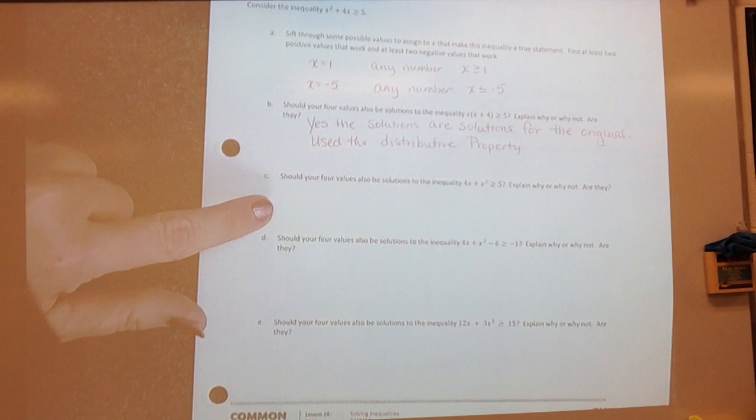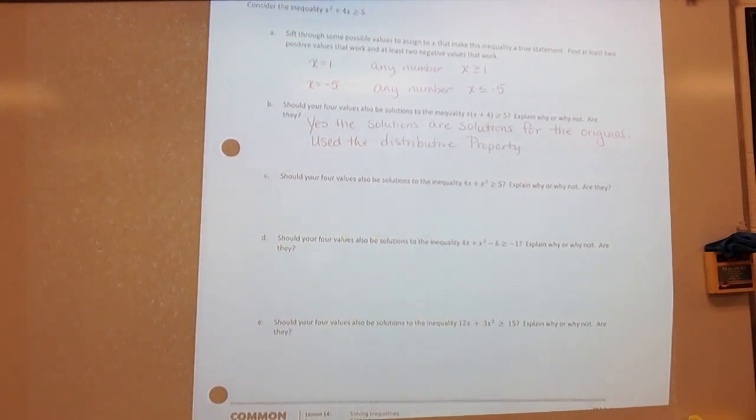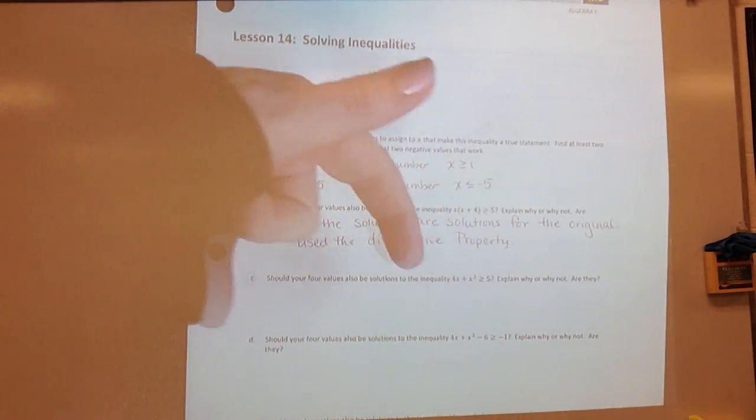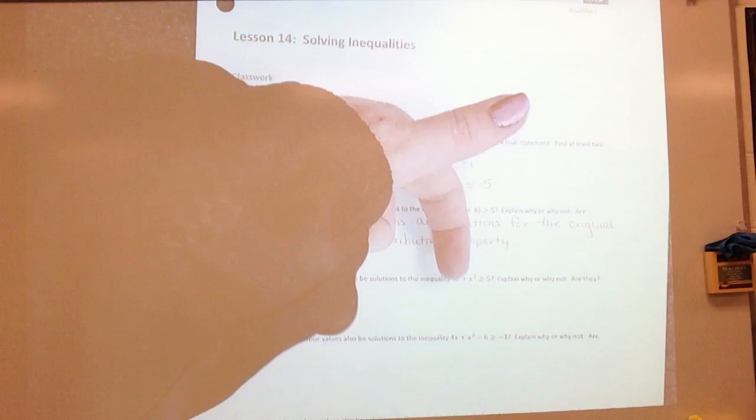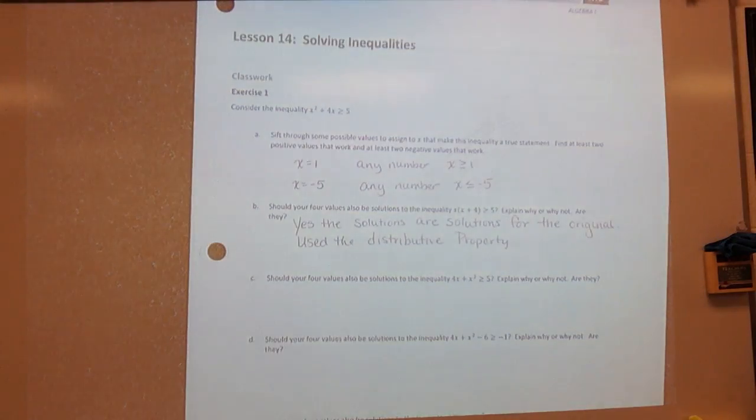Should your four values also be the solution to the inequality 4x plus x squared is greater than or equal to 5? Explain why or why not. And are they? Well, guys, look, what have I done? All I've done is switched the 4x and the x squared. I've used what property? I've used the commutative property to rearrange the terms on the left-hand side.